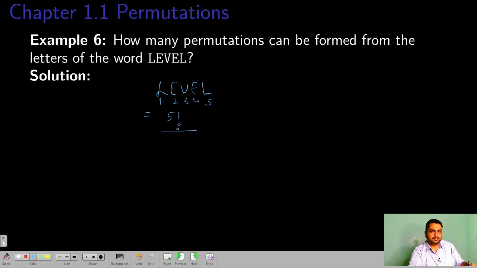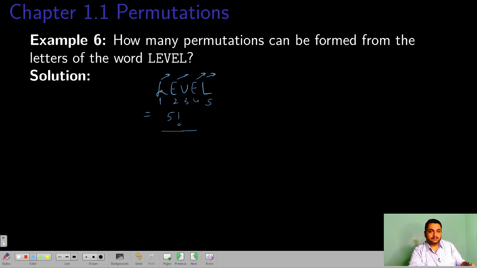Okay. This is a permutation problem, because why? Anywhere you place these letters, the meaning changes, right? Semantics changes. So 5 factorial divided by, now see, L is repeated twice, E is repeated twice. That's why I have to apply the division rule.